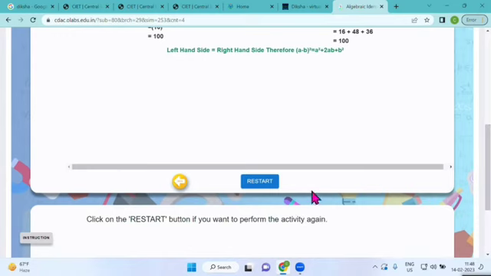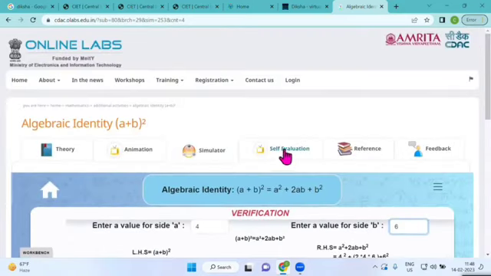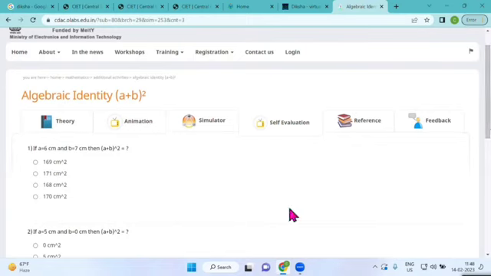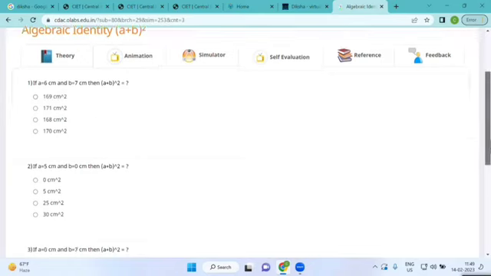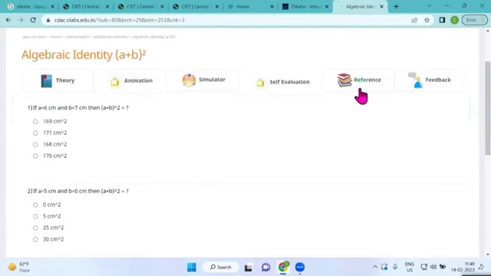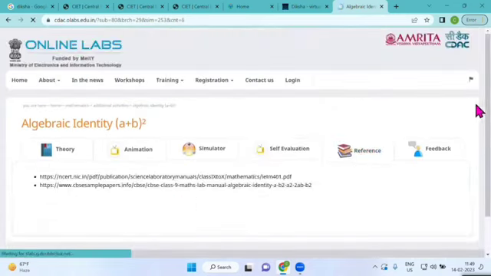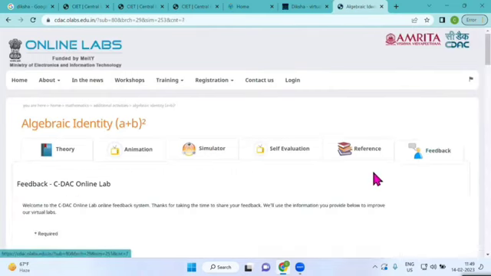So this is the simulation with which we can perform the activity, and we also have other options. Self-evaluation questions are also there in mathematics, and with a self-evaluation question the teacher can assess how much the students understand the topic. If a is equal to 6 and b equals 7, the student can put in the answer and give their feedback. There are also reference questions and reference books. We have two options, and in the last one we have feedback.